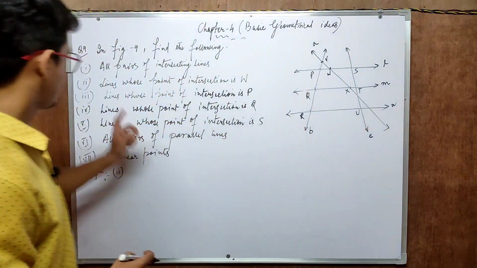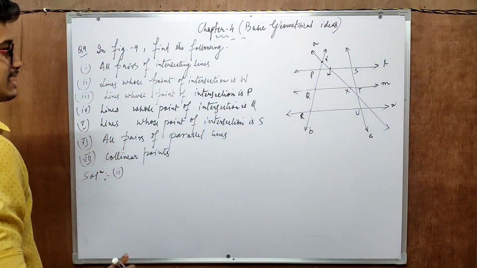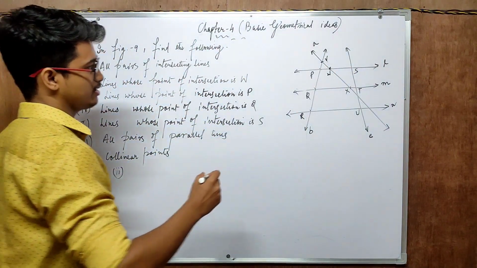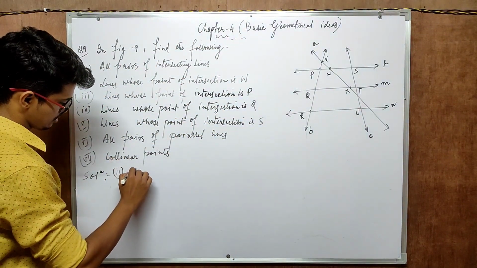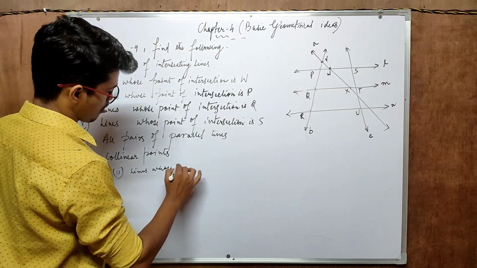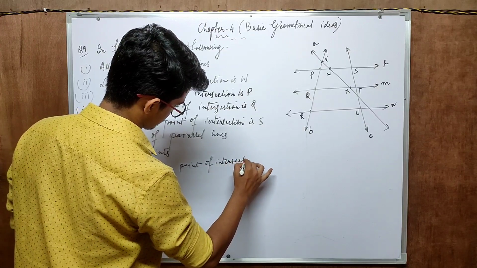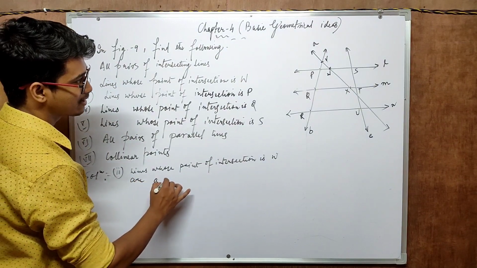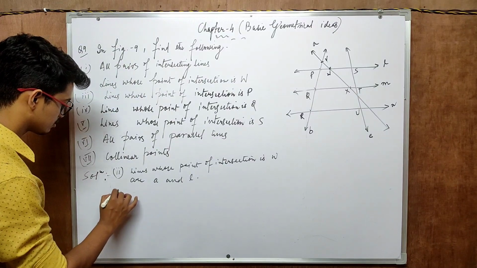All right, in question number 2, lines whose point of intersection is W. So this is the point of intersection, which is W. If you just see, the lines will be L and A. So lines whose point of intersection is W are lines A and L. All right. After that, move on to the third one.